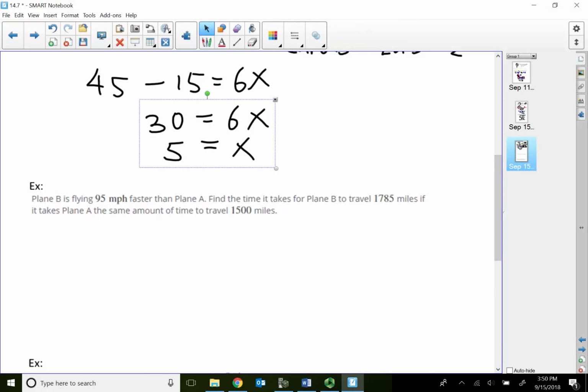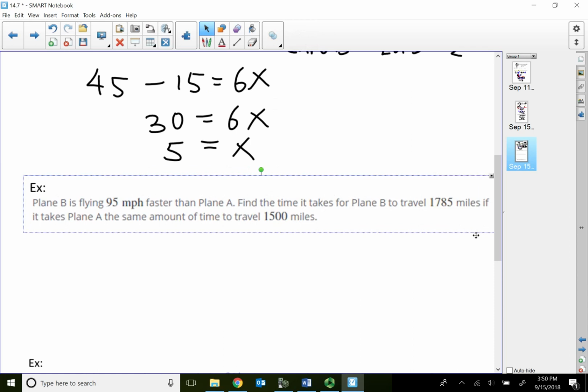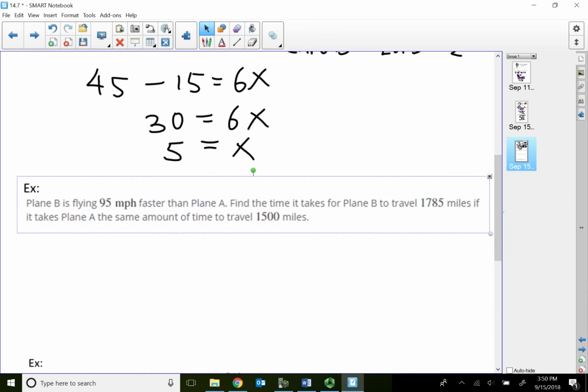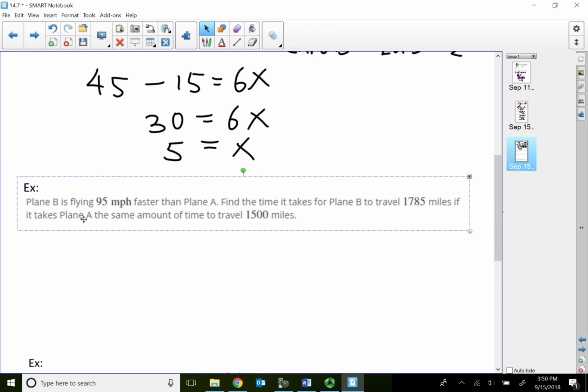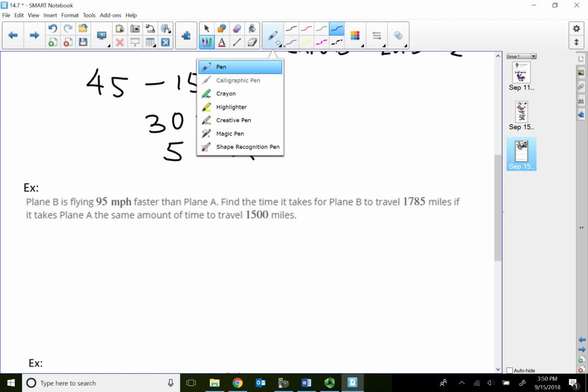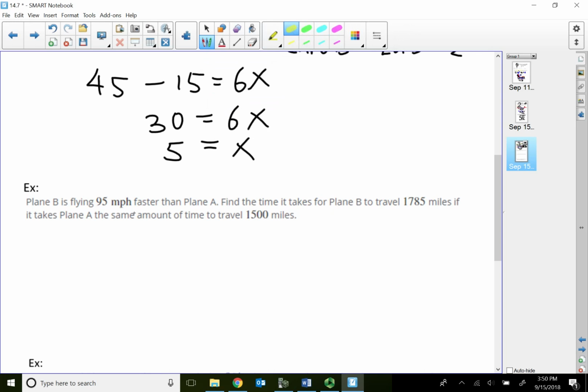Okay, let's check out another one. We've done something similar to this. Plane A and B. Plane B is flying 95 miles per hour faster than plane A. Find the time it takes for plane B to travel 1785 miles if it takes plane A the same amount of time to travel 1500 miles.